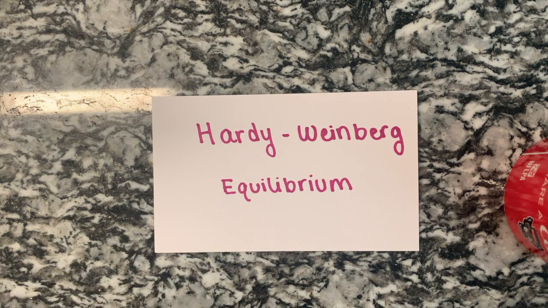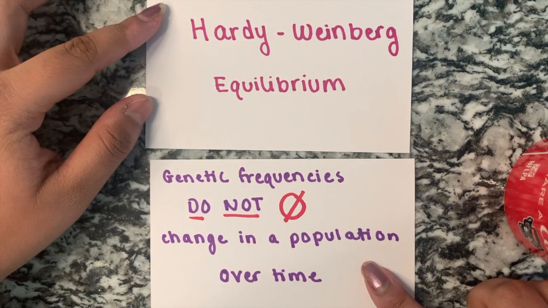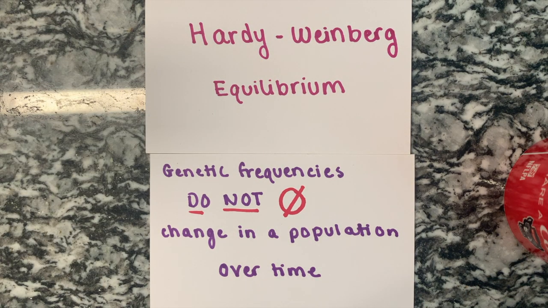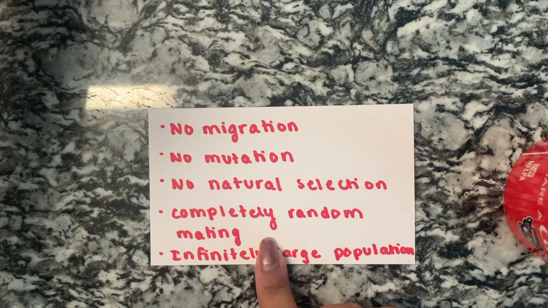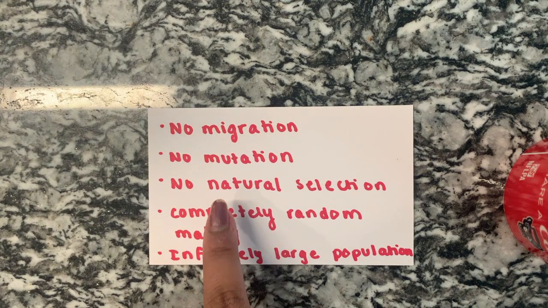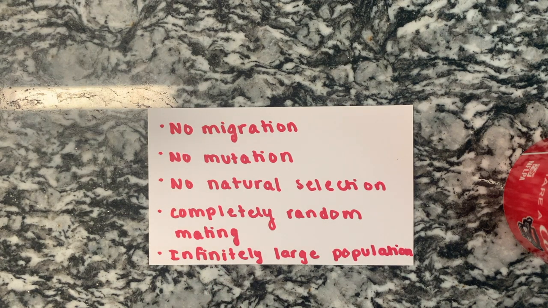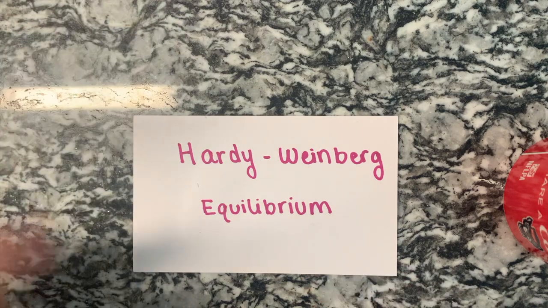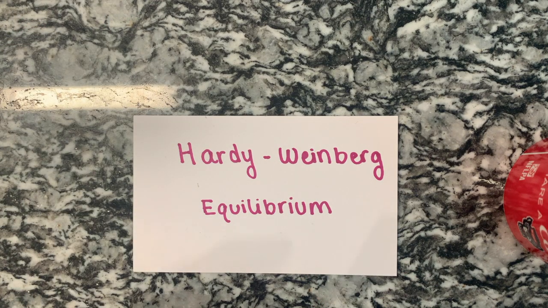Today we'll be talking about the Hardy-Weinberg equilibrium. This type of equilibrium occurs when genetic frequencies in a population do not change over time. In order for a population to be in this equilibrium, there must be no migration, no mutation, no natural selection, completely random mating, and an infinitely large population. If all these assumptions are met, then a population will be in Hardy-Weinberg equilibrium after one generation of random mating.